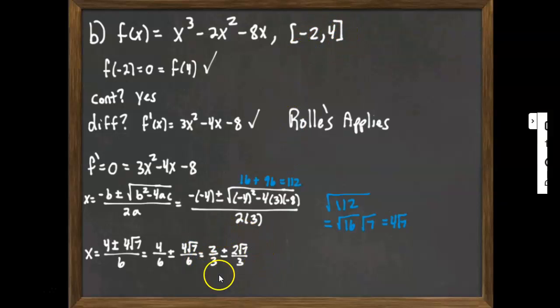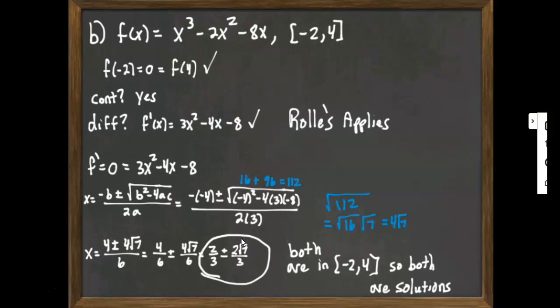So they do both fall in the interval, so there are actually 2 points between -2 and 4 in this example where the derivative is 0. Both of those apply, so both are solutions to that problem.